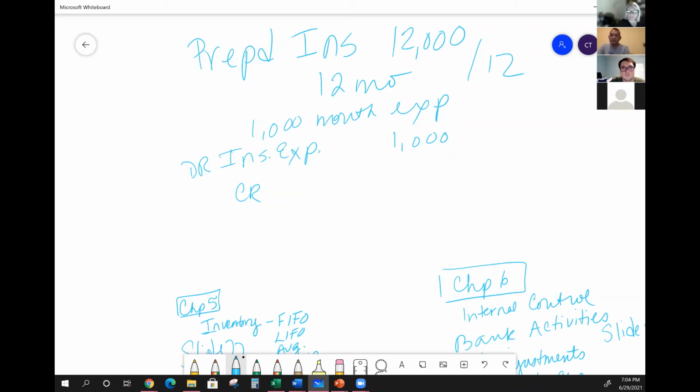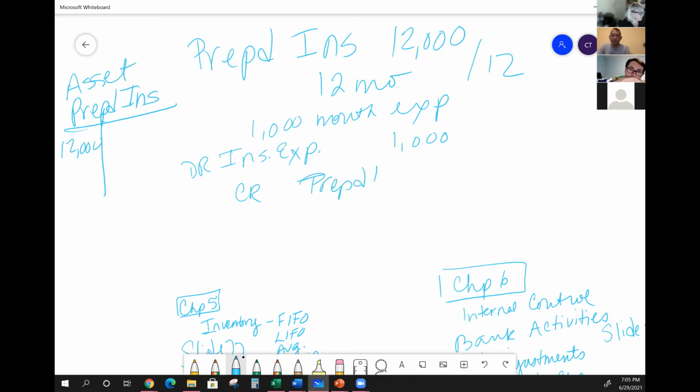So my credit, I have over here my asset account, my prepaid insurance. Here's my T account, and it's $12,000. Now when I'm doing this entry, I want to reduce that. Every time I expense it, I want to pull away, pull away, pull away until I eventually get down to 0. So my credit is the prepaid insurance for $1,000. And then over here on my T account, I put $1,000.